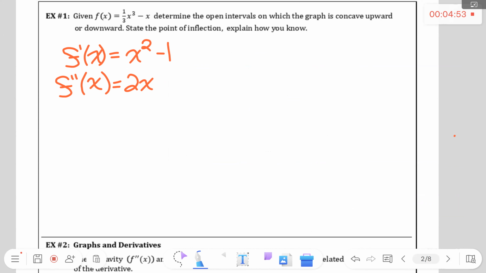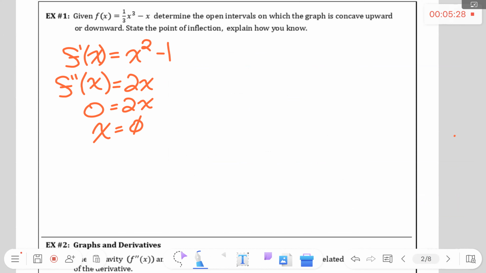Sweet. Now taking a step back to the first derivative test, we set this equal to 0 to find max or min, right? So we're going to do this to find the point of inflection. Set equal to 0. 0 equals 2x. So our point of inflection is at x equals 0. That's where the graph is going to go from concave up to concave down, or concave down to concave up. We don't know.